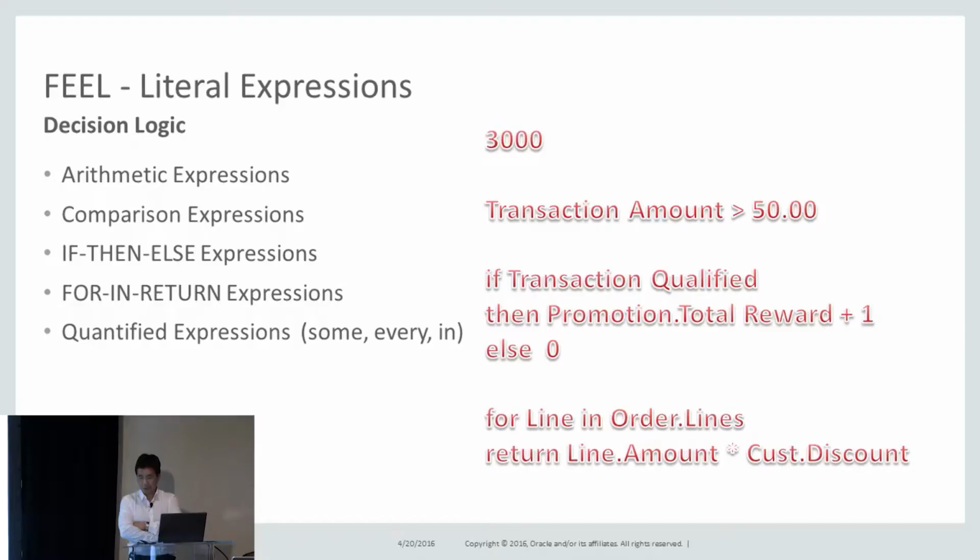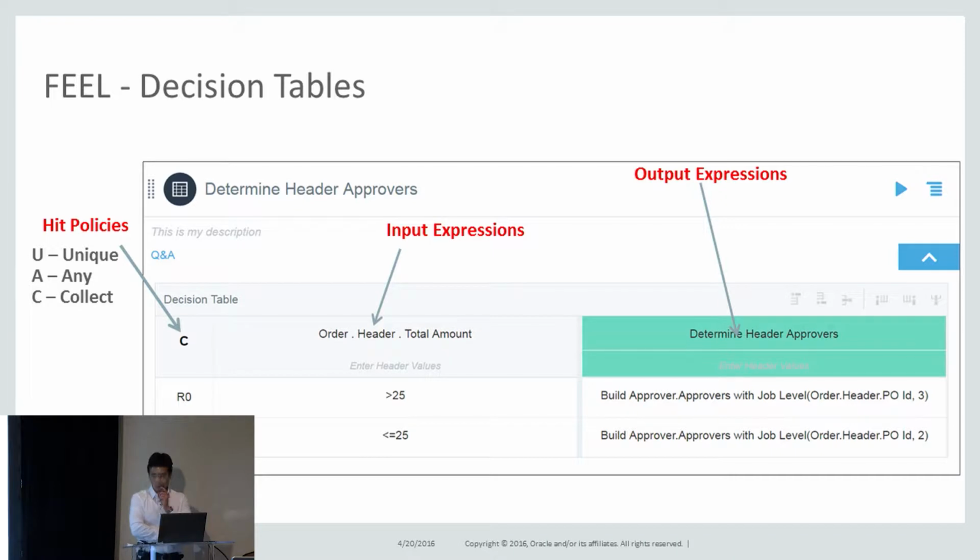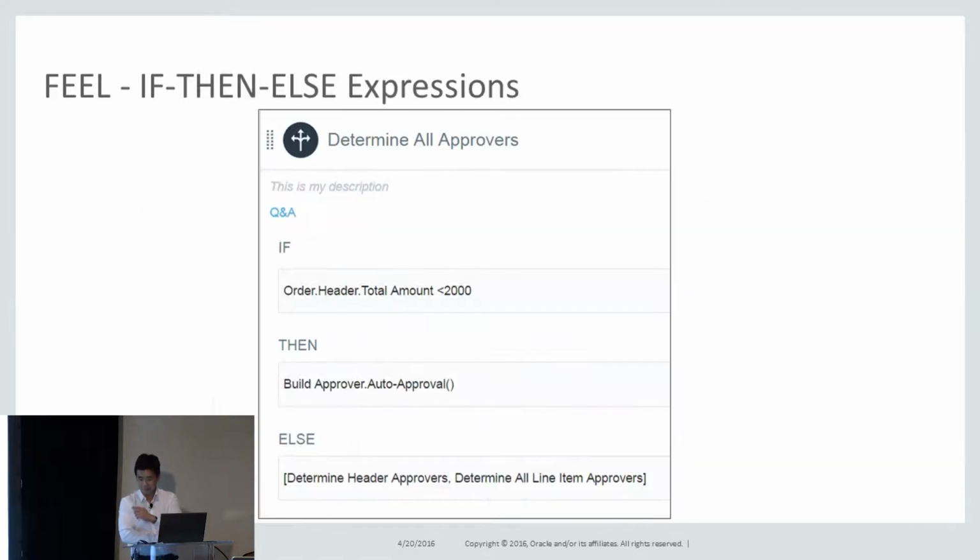So let's talk a little about the expression types. Without going through all of it, these are the expression types in FEEL. A couple of things to remember about expressions is that we cannot assign values in expressions; rather, an expression always yields a value. The first box expression we talk about is the decision table, which is something we're all familiar with: input expressions, output expressions, and hit policies for defining what happens when the rules overlap.